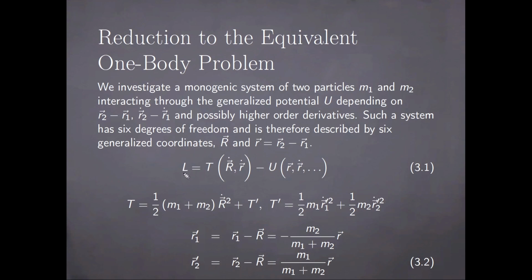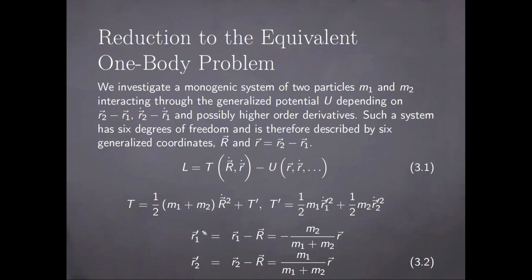So in this case, the Lagrangian is simply the difference between the kinetic and the potential energy given by the generalized potential U. The kinetic energy, as we have seen in the previous chapter, can be decomposed into the kinetic energy of the center of mass and the kinetic energy of motion about the center of mass, which in turn has the expression here being given just by the kinetic energies of the two particles, where the velocity is just the velocity relative to the center of mass.